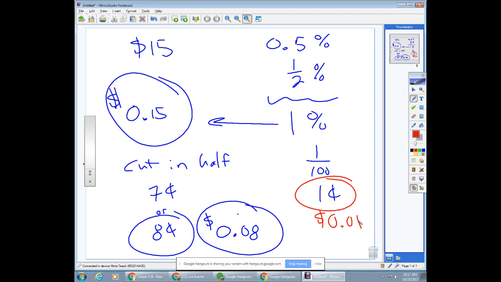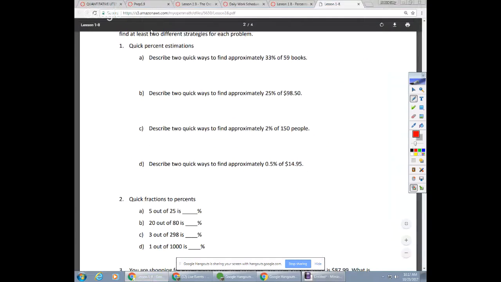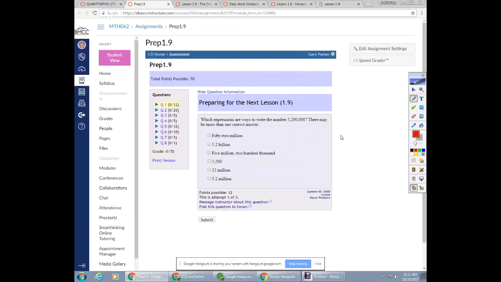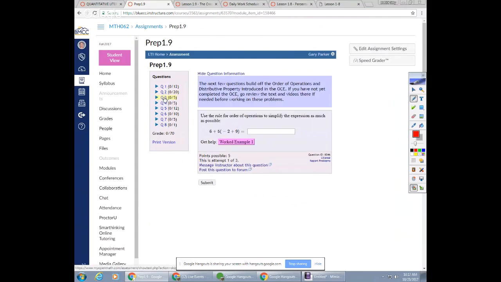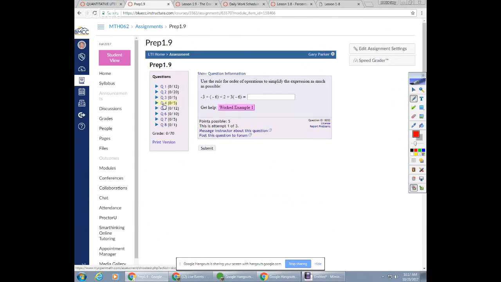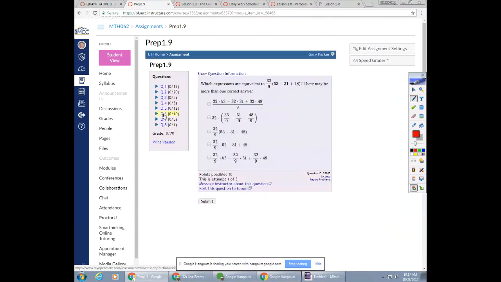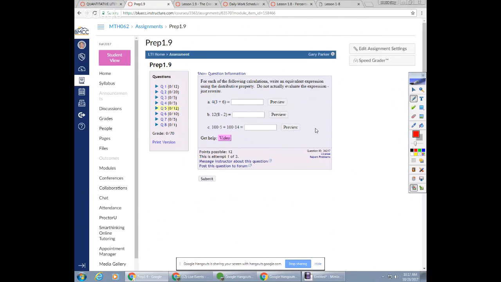Okay, let's see. Colt said there were some problems in the prep that were kind of tricky to enter, so I'm going to take a look at that. Let's see. Prep 1.9. Number 1, not too bad. Do you remember which number? I think it was 6. Okay, no, it was 5. Okay, for each of the following, write an equivalent expression using the distributive property.